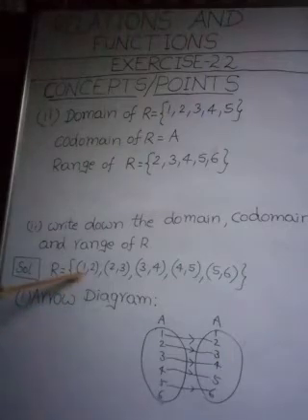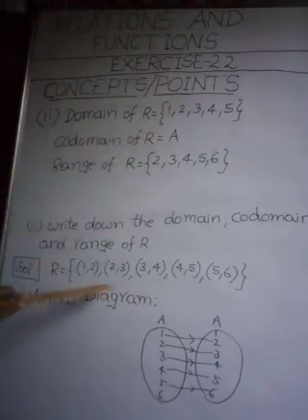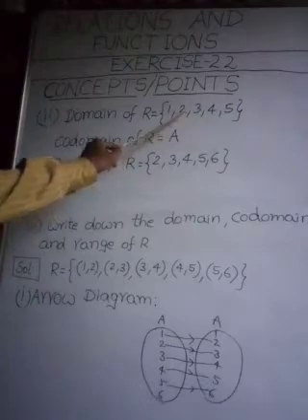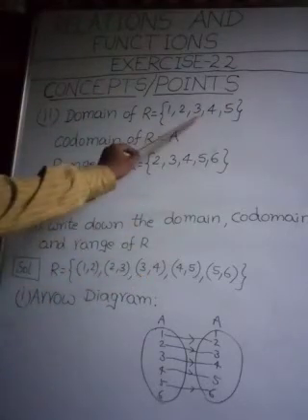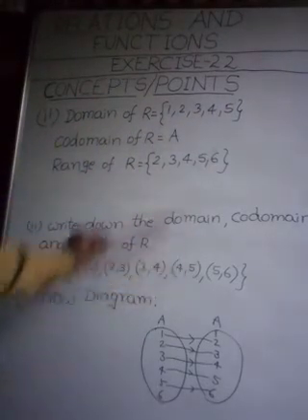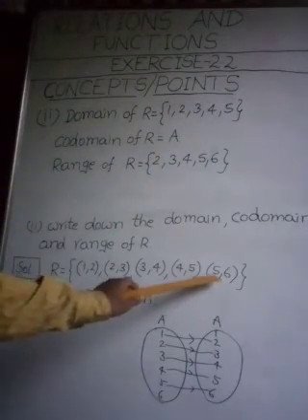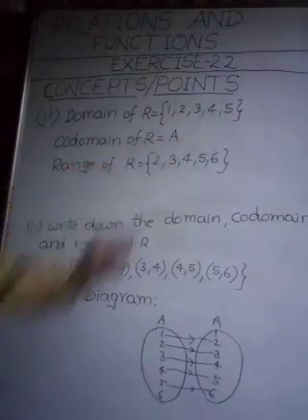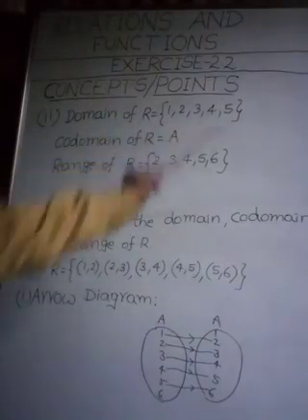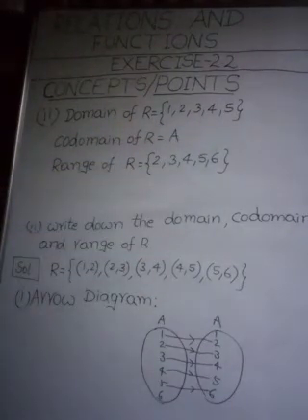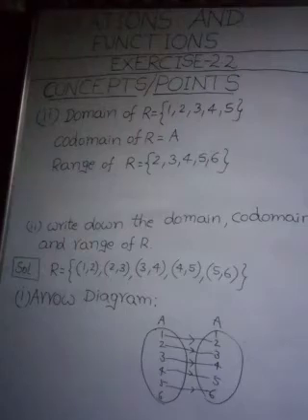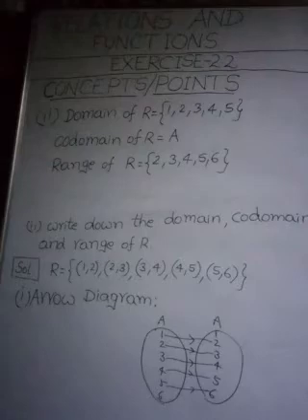Here first element is 1. So I wrote here 1. Here first element is 2. I wrote here 2. Here first element is 3. I wrote here 3. Here first element is 4. I wrote here 4. Here first element is 5. So here I wrote 5. This is the domain of R. Understood this point, my dear children? I hope you understood well this point. Okay, my dear children? Right.